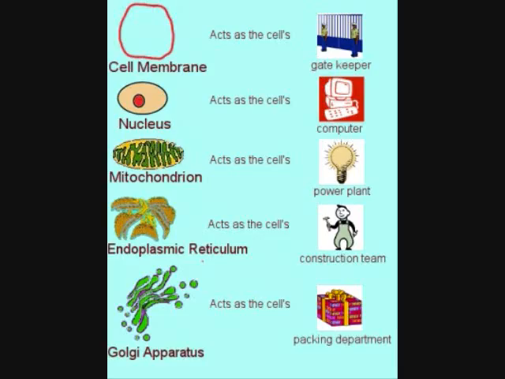To make it a little easier on our brain, we will see the cell membrane as the gatekeeper, the nucleus as the computer, the mitochondria as the power plant, the endoplasmic reticulum as the construction team, and the Golgi apparatus as the packaging department.